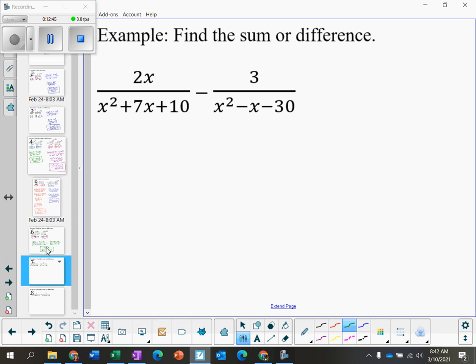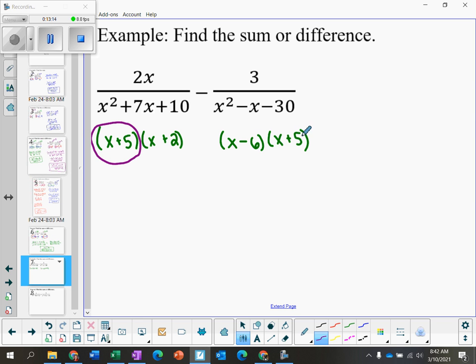All right, last problem to try together, and then you'll try one on your own. So on this one, both denominators are going to be factored fully. So on this side, multiply to 10, add to 7, we have x plus 5, x plus 2. And on this one, multiply to negative 30, add to negative 1, x minus 6, x plus 5. So they do, in fact, have x plus 5 in common. So that means x plus 2 is going to get multiplied for the second fraction, and x minus 6 will be multiplied for the first fraction.